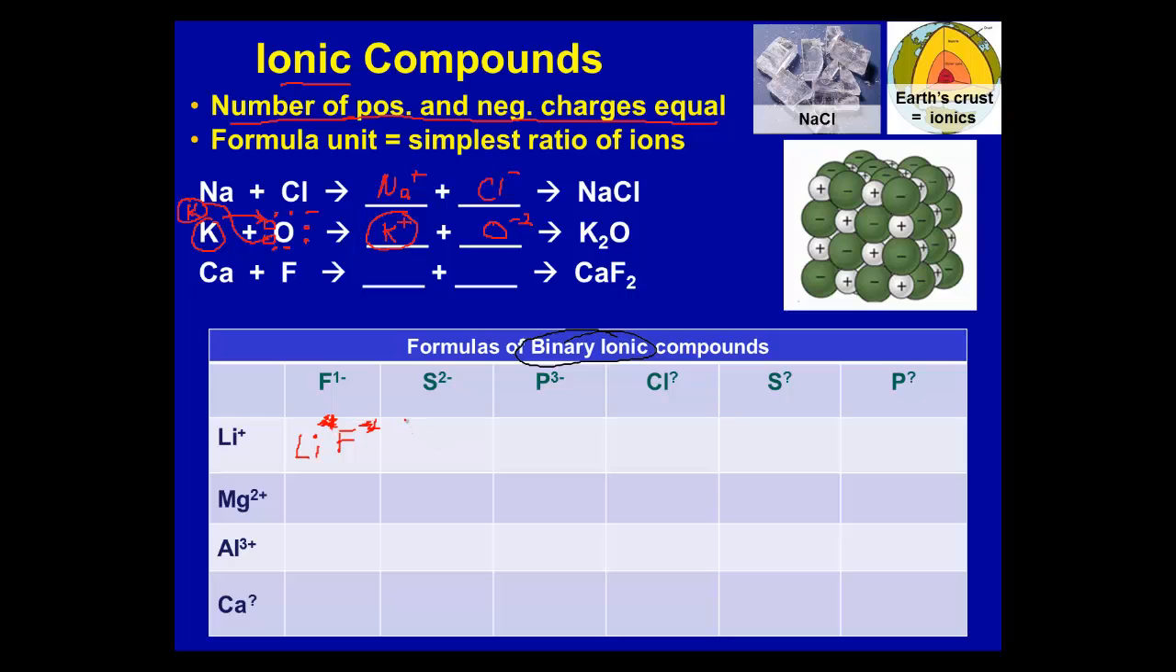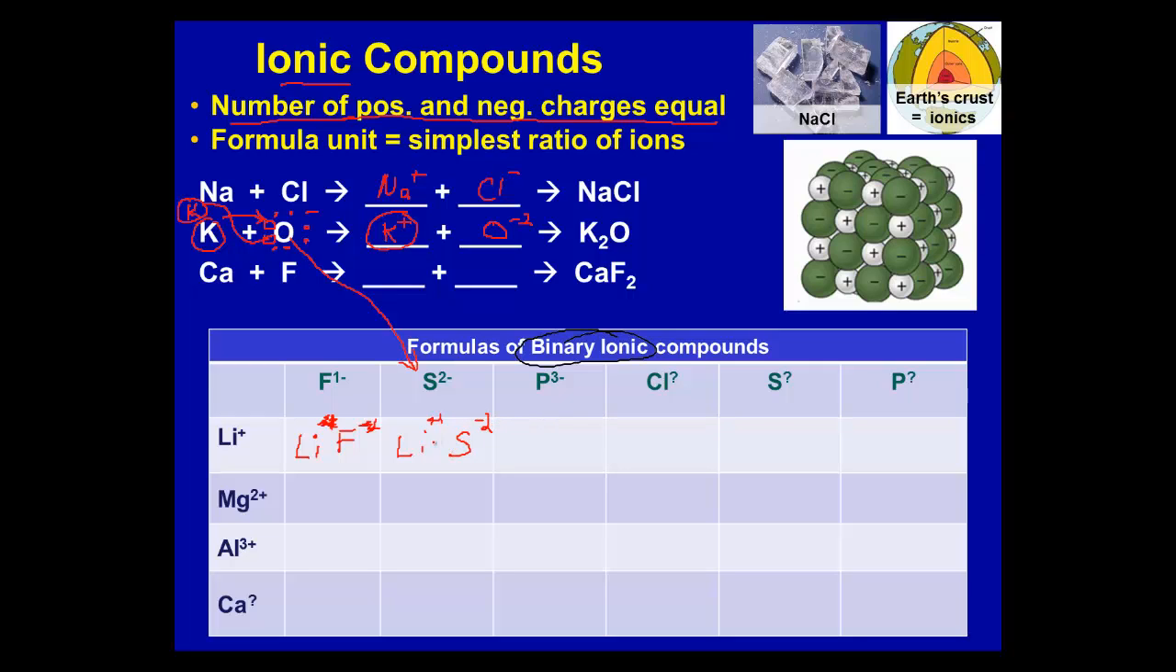And that's the formula. Let's try this, Li and S. Now sulfur gets a -2 charge because it's right underneath oxygen. We talked about that up here. So oxygen and sulfur are very similar. So Li will have a +1 charge, and S will have a -2 charge.